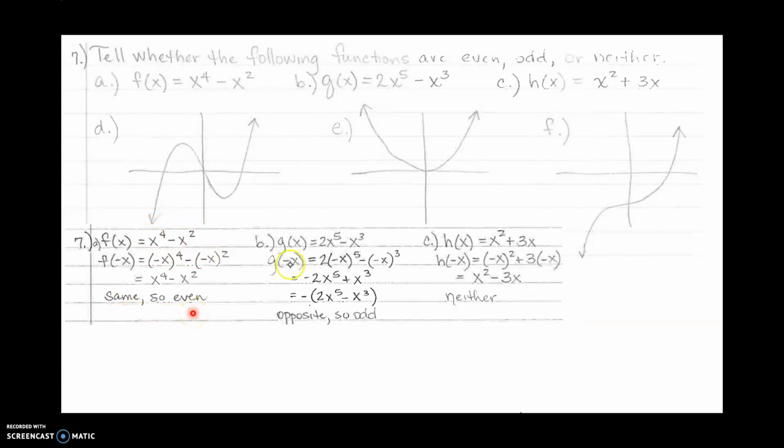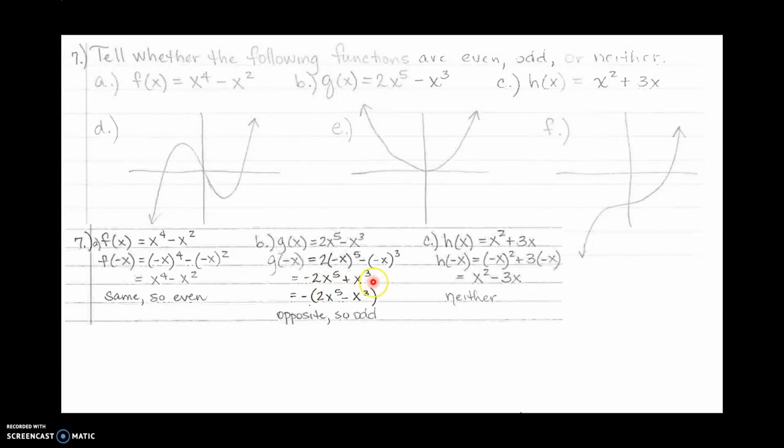All right, for this next one, if I put a negative x in for x, I can say a negative to the fifth is negative, so that'd be negative x to the fifth, so negative 2x to the fifth. And then a negative cubed is negative, so that'd be negative x cubed. So minus a negative x cubed is going to be plus x cubed. So I think that's the opposite of what it started with.